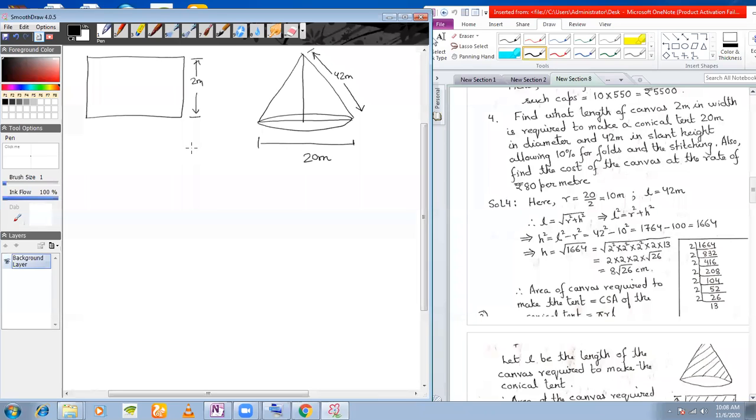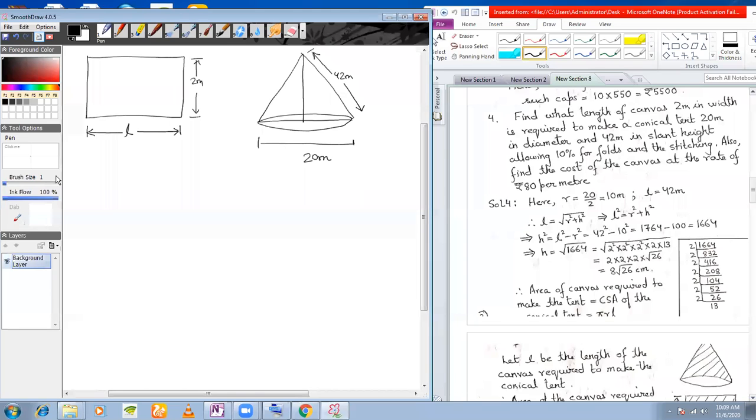Allowing 10% for the folds and stitching. And the cost of the cloth is given, which we will determine after we have determined the length of the cloth required. Let us suppose that the length of the cloth required to make this tent is L. Now, when we are making a tent, what do we require actually? Do we put the cloth on the ground inside the tent also? A very common sense question. When you are making a tent, inside the tent on the ground, do you put a cloth?